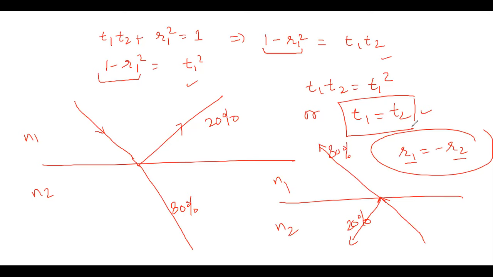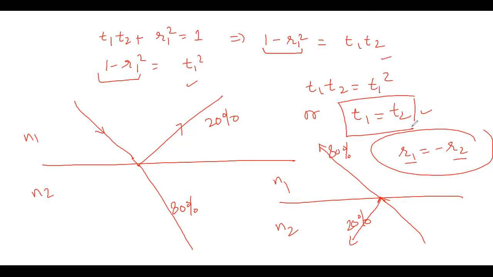Remember T1 was the transmission coefficient when you are going from N1 to N2. T2 was the transmission coefficient when we were going from N2 to N1. So this means आप एयर से अगर ग्लास में जा रहे हो, अगर आपकी जितनी लाइट रिफ्लेक्ट होगी उतनी ही लाइट आपकी तब रिफ्लेक्ट होगी जब आप ग्लास टू एयर भी जाओगे.